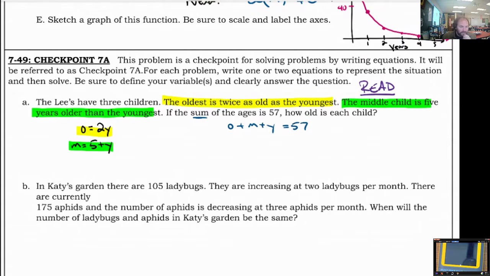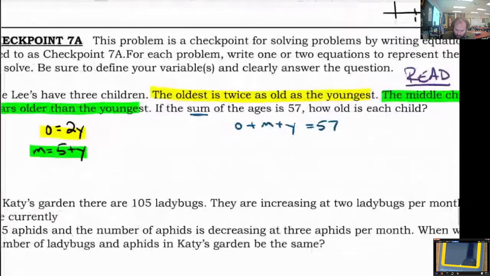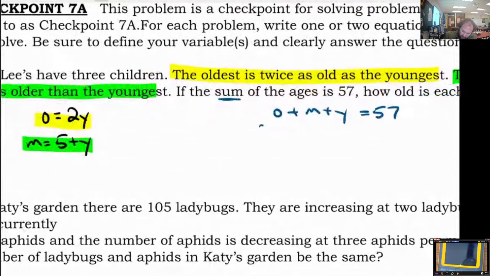Now, in my head, the way to do this is by doing a substitution, because we already kind of figured out that the O, the oldest child, is actually twice the youngest child. And the middle child is 5 plus the youngest child, plus the actual youngest child's age, and that's 57. So what we're doing here is a substitution. We're replacing the oldest child with twice the youngest, and the middle child with 5 plus the youngest, because those are the 2 things they gave us in the above problem. And now it's just a matter of simplifying and solving.